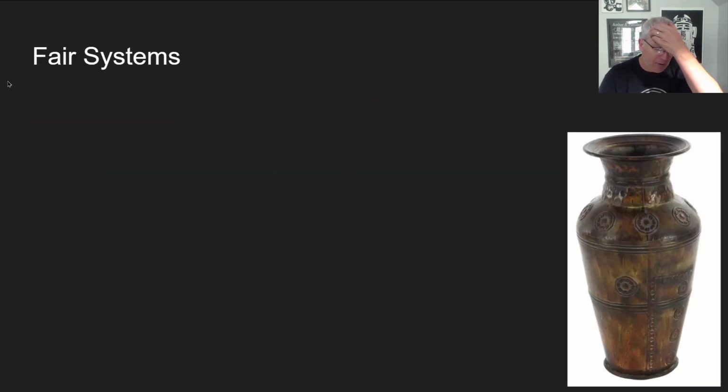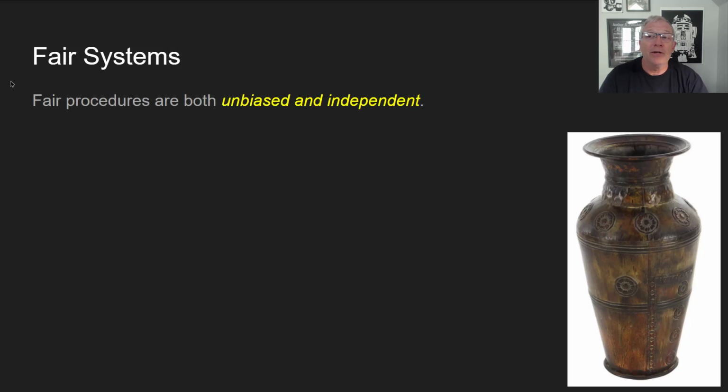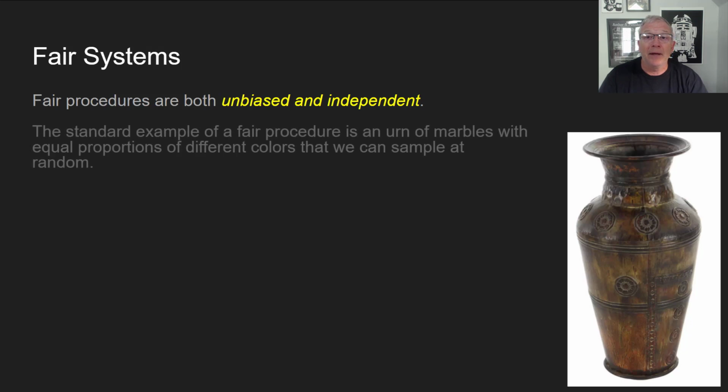Okay, so the case we always use in inductive logic and probability classes is we usually talk about an urn. Fair procedures, we've said, are both unbiased and independent. The standard example of a fair procedure is an urn of marbles with equal proportions of different colors that we can sample at random. So imagine I've got 50 black and 50 red marbles in this urn. Suppose I shake it up, I reach in, I pull a marble out, I look at it, it's black. Okay, I put it back in the urn and I shake it up, I reach back in. Now, what are the odds of my getting a black marble? They're 50%. It's independent, it's unbiased. This is a fair system if I keep doing it like that.